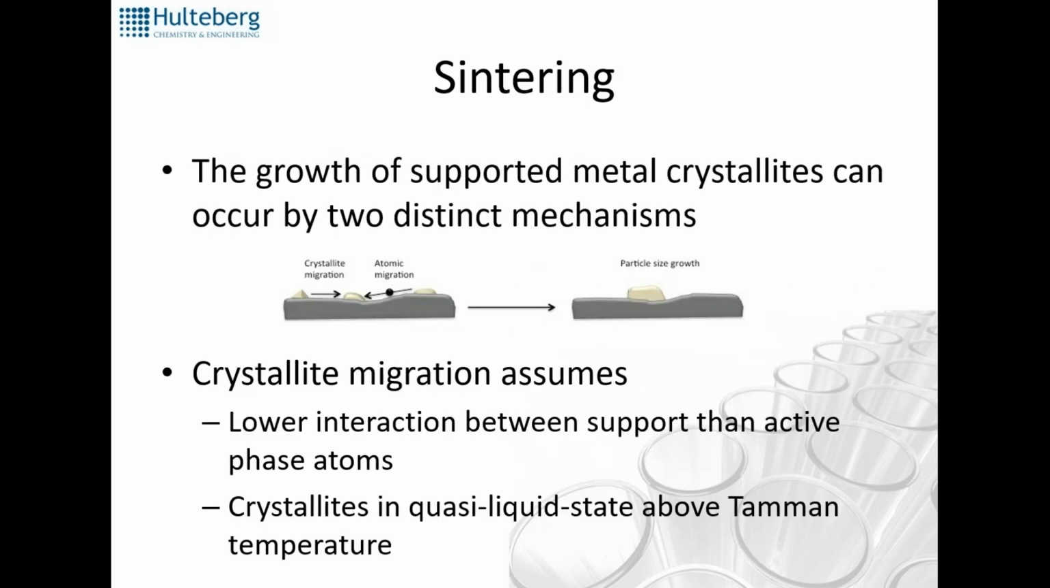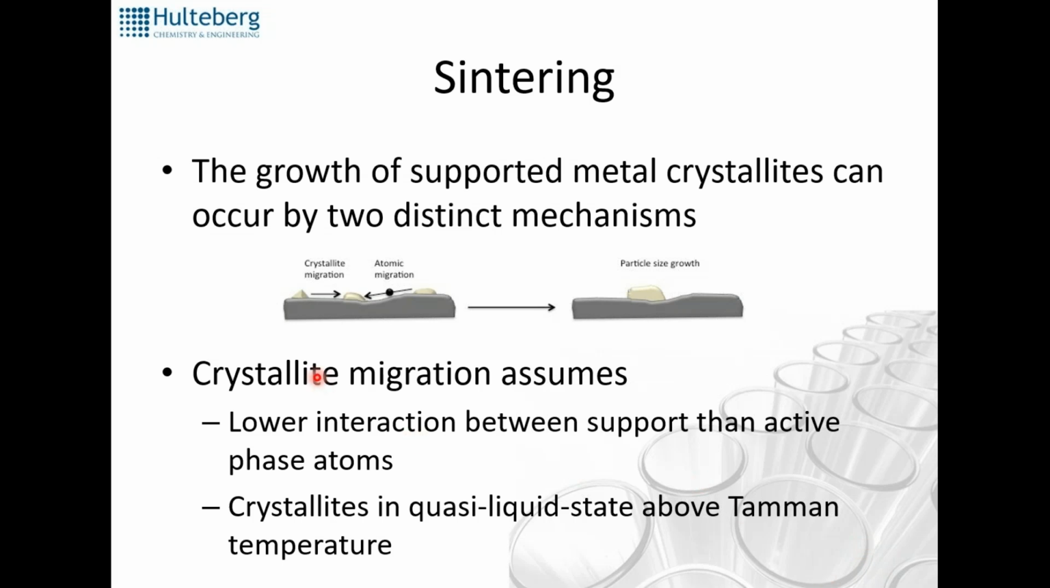Sintering of the metal crystallites, on the other hand, can occur by two different mechanisms: either atomic migration or crystallite migration, and they both form these larger crystallites. You can see that the surface area on these two here is larger than this one here. So the loss of surface area gives us the loss of active phase for the reaction to happen, and that's also where we see the loss of activity.